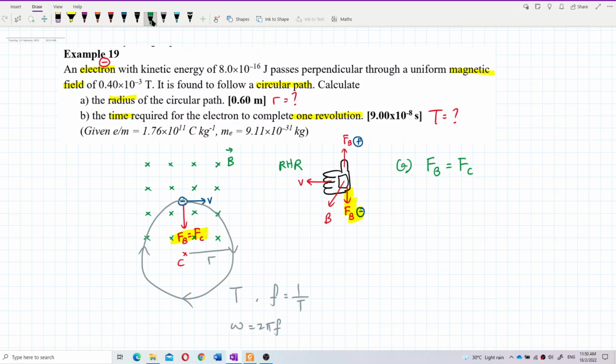Magnetic force is BQV sine theta. Then centripetal force is mv squared over r. Okay, I can find my radius. You see that? Okay, now theta.